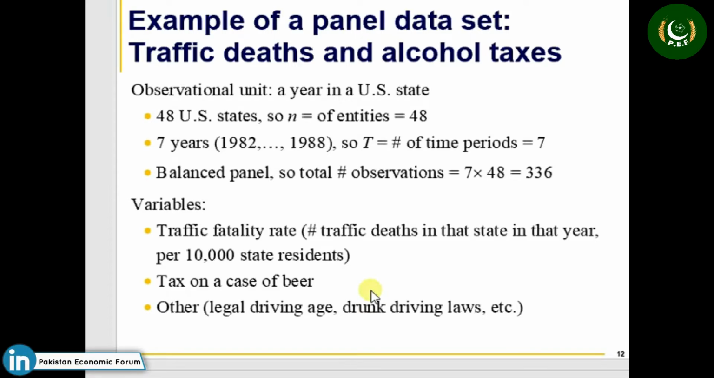Some other variables are there: legal drinking age of 18 years, 21 years, 20 years, and drinking and driving laws. It is said that a person in the US is 13 times more likely to have a fatal accident if he or she is legally overdrunk.